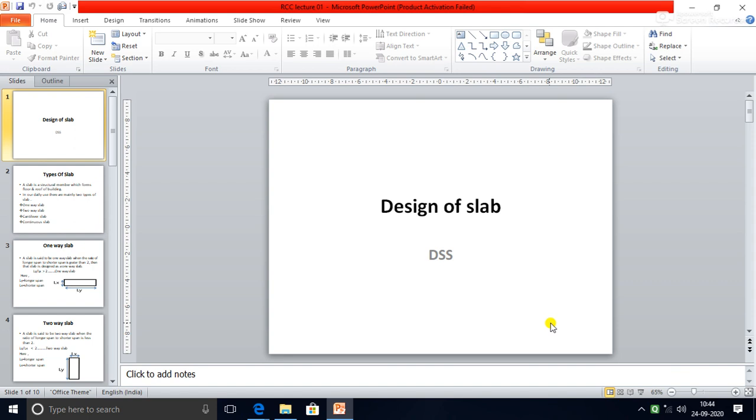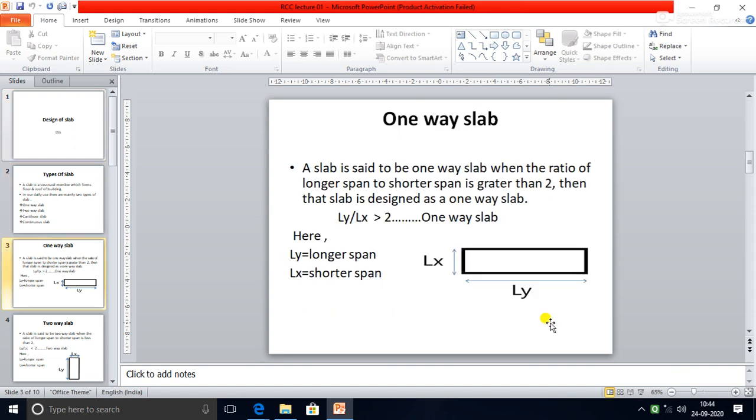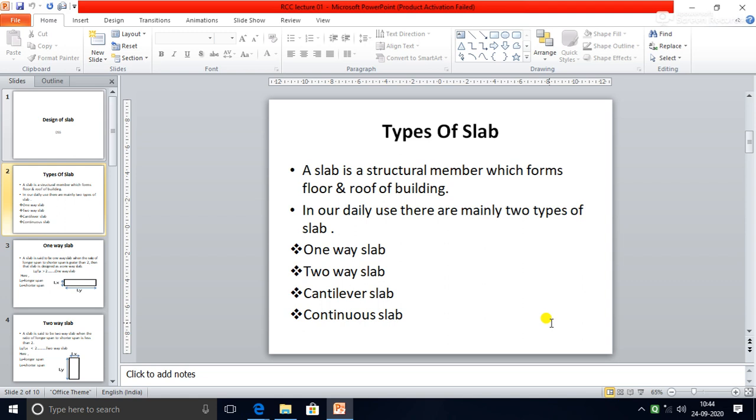So while designing any framed structure, that is an RCC structure, we have to start with the types of slab. The first type is a one-way slab. The second one is a two-way slab. The third one is a cantilever slab, and the fourth one is a continuous slab.